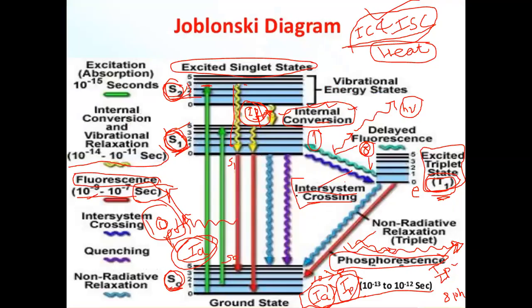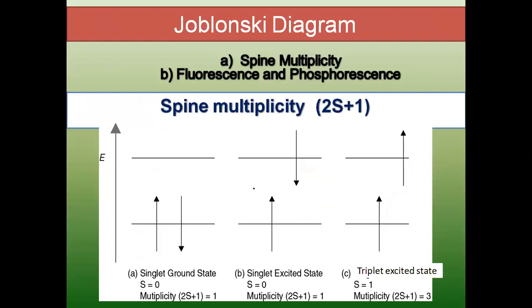Now you can see here spin multiplicity. आता तो कन्सेप्ट होता फ्लोरोसन्स आणि फॉस्फरसन्स. फ्लोरोसन्स अँड फॉस्फरसन्सला एक्सप्लेन करण्यासाठी जॉबलॉन्स्की डायग्राम वापरल्या जाते. ओके, सो जॉबलॉन्स्की डायग्राम इट इज एक्सप्लेन बाय यूजिंग द टू टर्म्स. फर्स्ट वन इज द स्पिन मल्टिप्लिसिटी and then second fluorescence and phosphorescence.